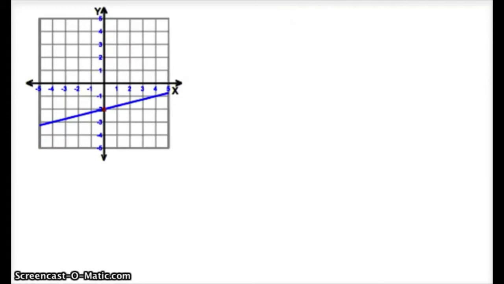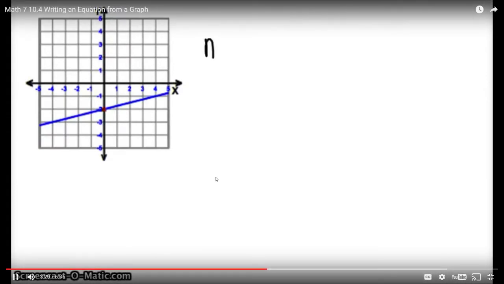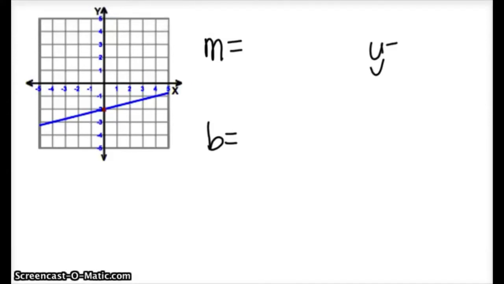So my equation is y equals 3/2 x plus 3. Third example: my m, my slope, my y-intercept, my equation that I'm going to substitute into. My y-intercept, or b, the red dot in the graph, is at negative 2.